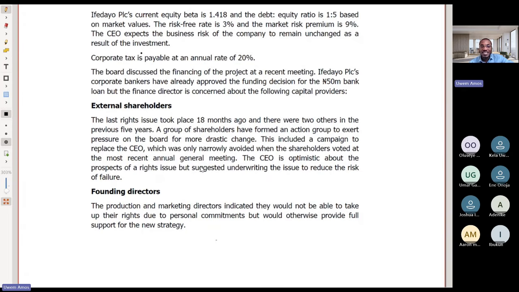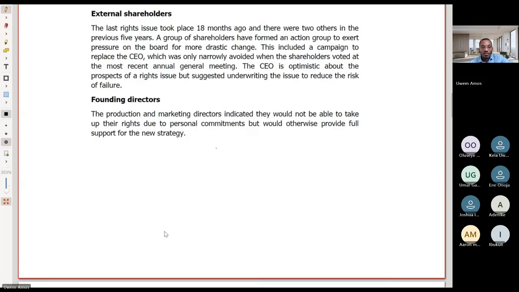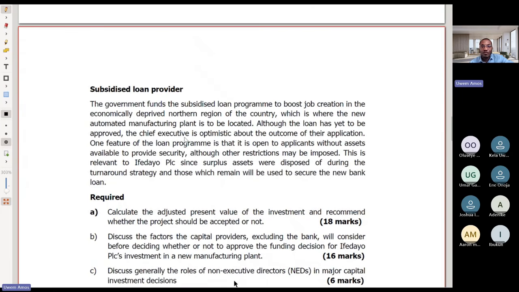The CEO is optimistic about the prospect of a rights issue, but suggested underwriting the issue to reduce the risk of failure. Founding directors. The production and marketing directors indicated that they would not be able to take up their rights due to personal commitment, but would otherwise provide full support for the new strategy. Subsidized loan providers. The government funds the subsidized loan program to boost job creation in the economically deprived northern region of the country, which is where the new automated manufacturing plant is to be located.